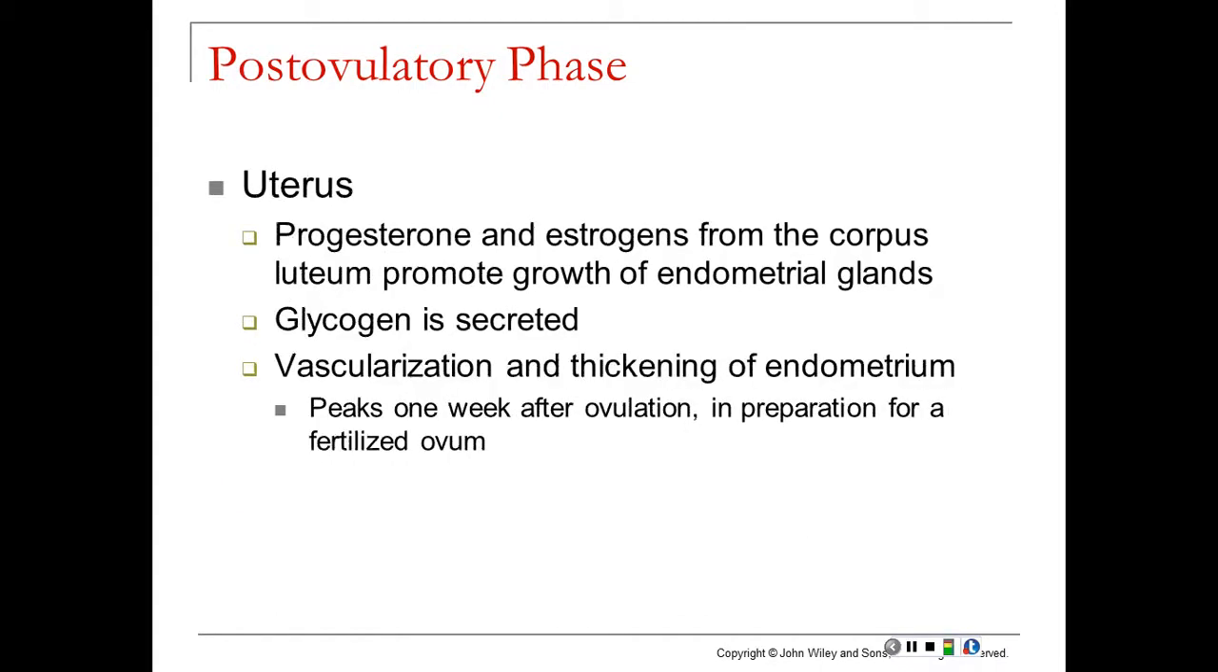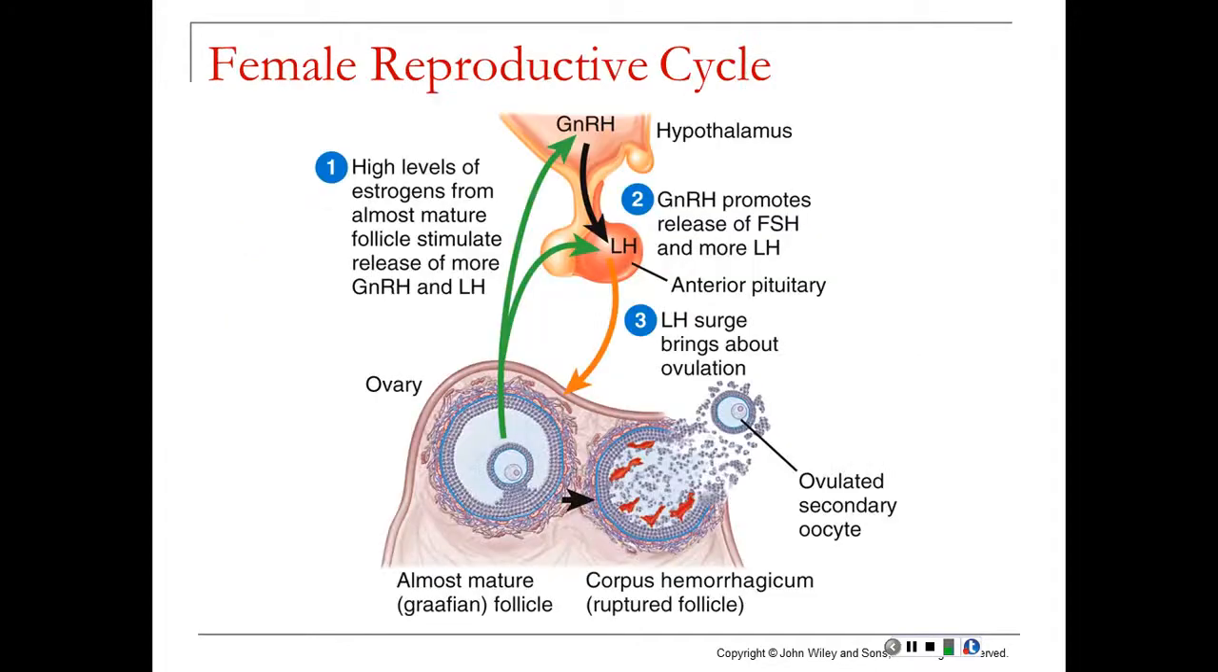In the post-ovulatory phase, your uterus is going to, again, proliferate with the growth of endometrial glands. Glycogen is being secreted, lots of vascularization, lots of thickening of the endometrium. It's going to peak about 1 week after ovulation in preparation for that fertilized ovum.